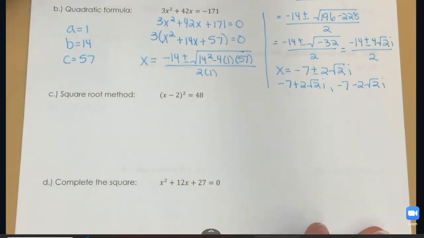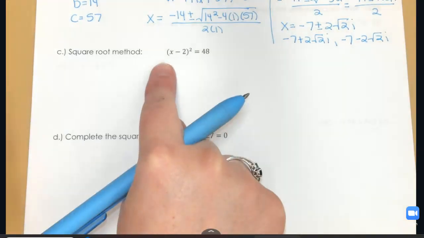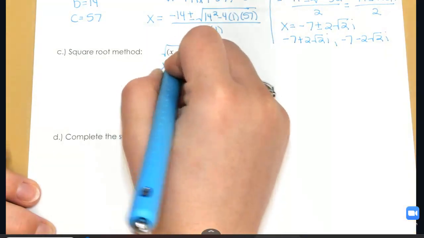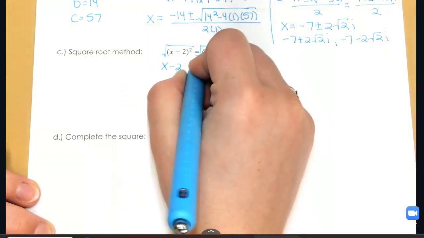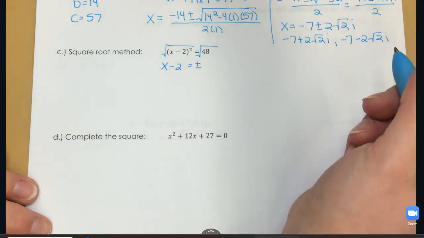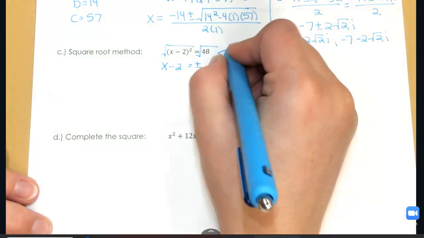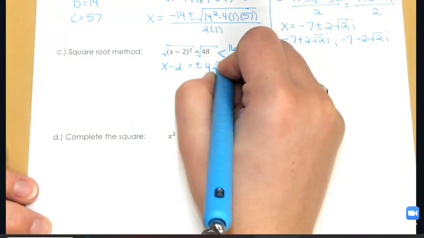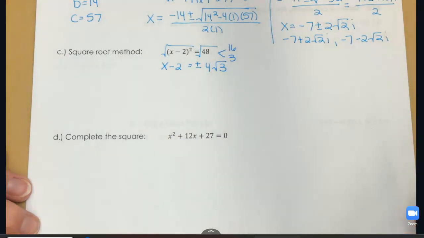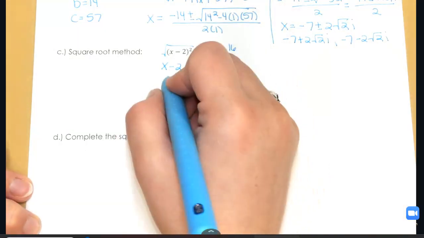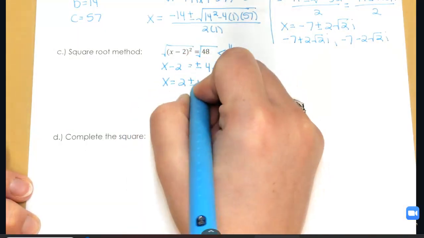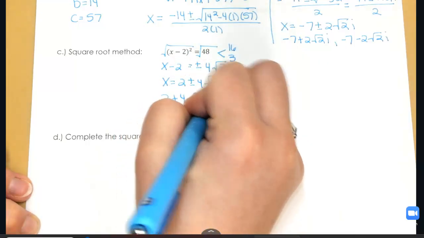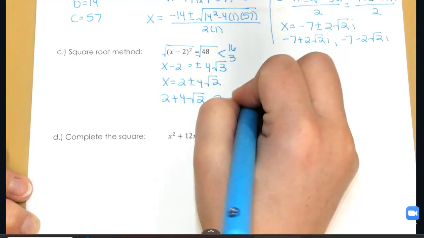Okay, now we are looking at the square root method. My squared binomial is already alone, so I can square root both sides. On the left, I'll have x minus 2, and then this is going to be plus or minus the square root of 48. It's not a perfect square, but it does have a factor that is. That's 16 and 3. So I can bring out the square root of 16, which is 4, and then 3 is still inside my radical. X is not alone yet. I need to add 2. So my two solutions are going to be 2 plus 4 square root of 3 and 2 minus 4 square root of 3.